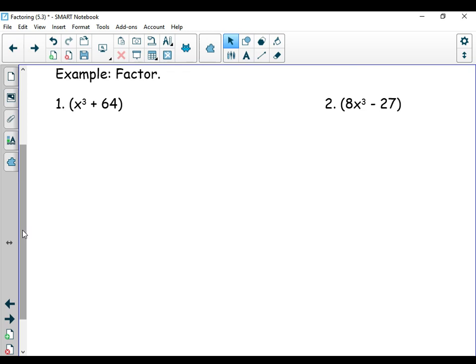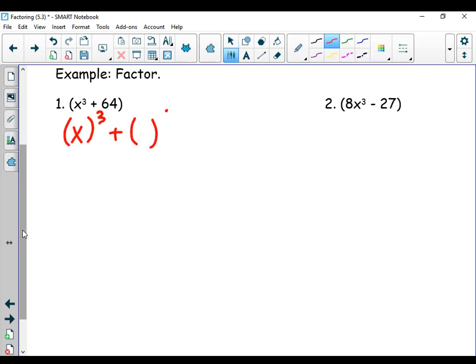So I'm going to look at this and ask myself the question, what's the cubed root of x cubed? x. Just like the square root of x squared is just x, the cubed root of x cubed is just x. What is the cubed root of 64? 4. 4 times 4 times 4 is 64.